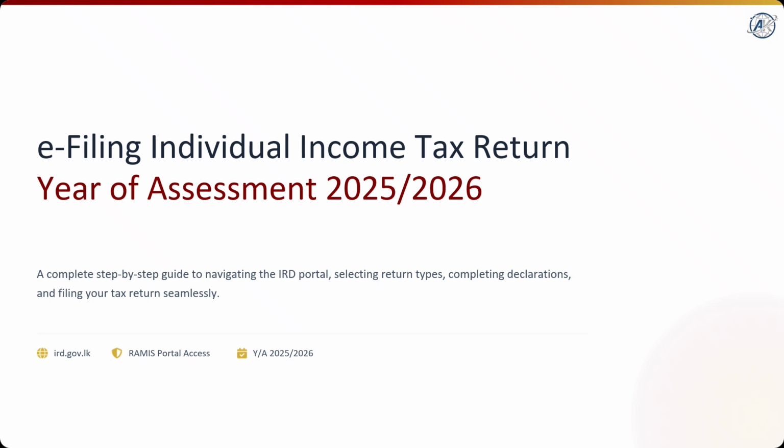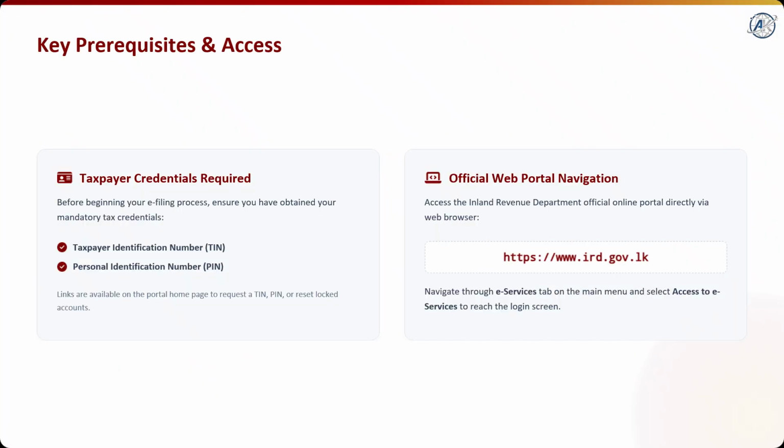Welcome to our step-by-step guide for e-filing your individual income tax return for the year of assessment 2025-2026. We'll walk you through accessing the IRD portal, choosing the right return type, completing your declarations, and filing your tax returns smoothly. Before you start e-filing, make sure you have your essential tax credentials ready. You can request your TIN or PIN or reset locked accounts via links on the portal's homepage.